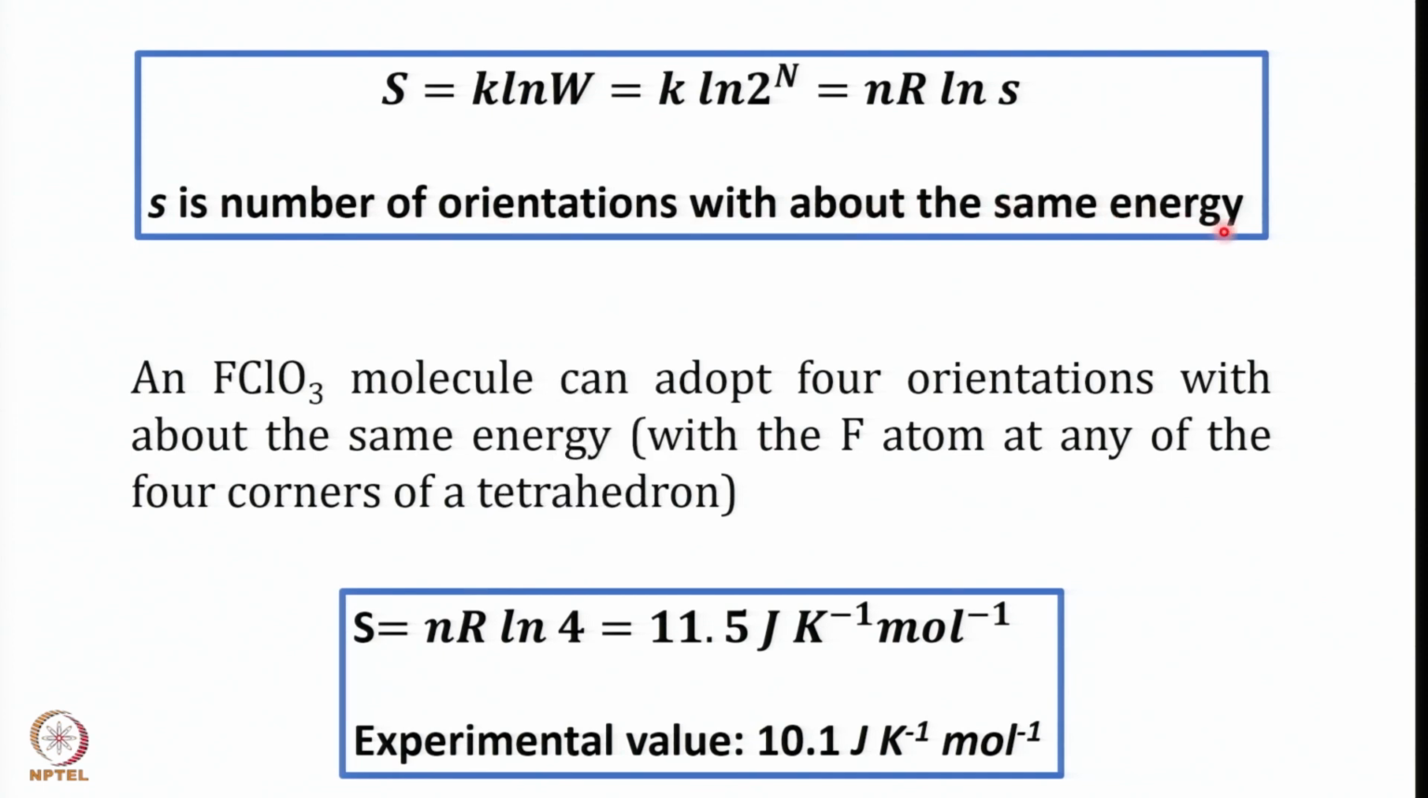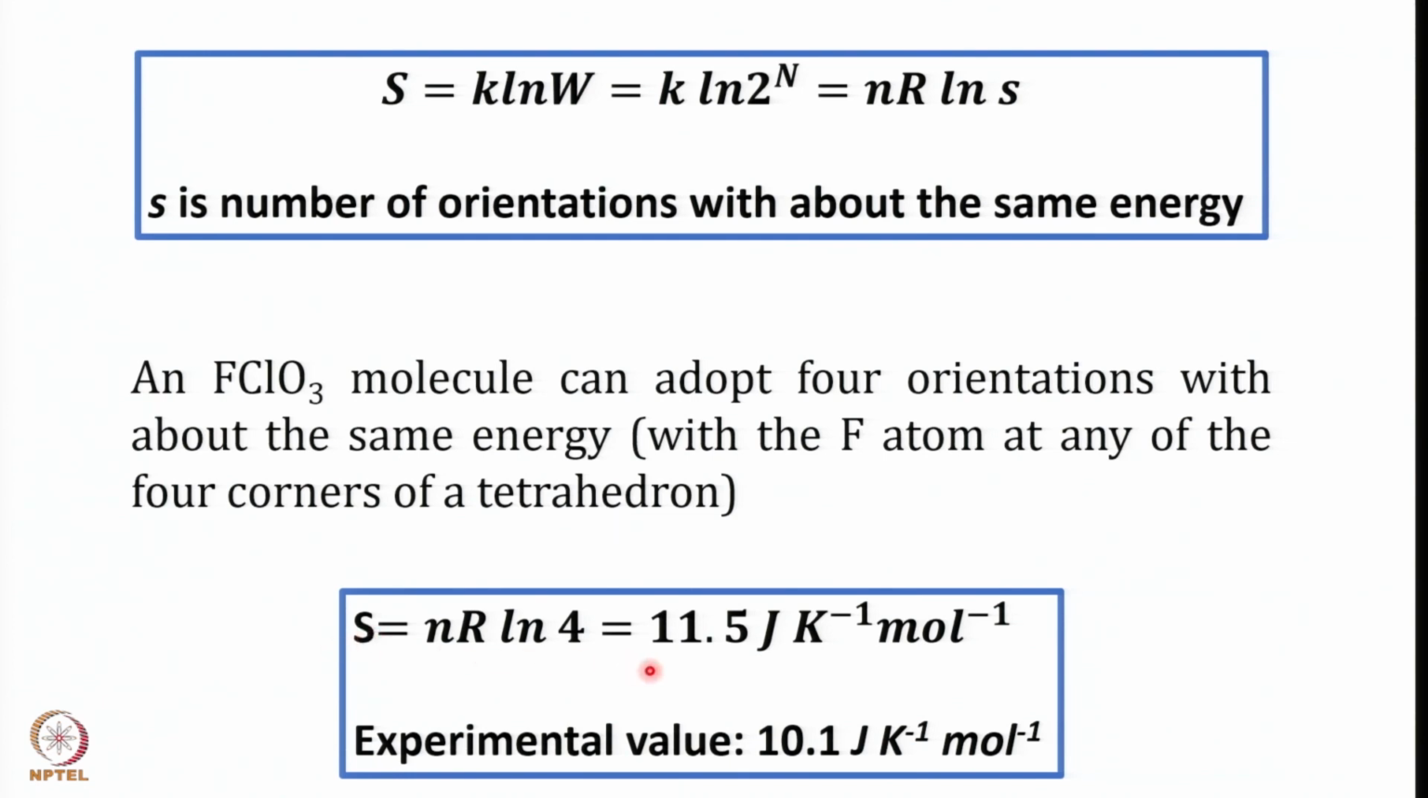As a general formula, to evaluate the residual entropy, you can use S = NR log s, where s is the number of orientations with about the same energy. Take an example of the FClO3 molecule. This FClO3 molecule can adopt 4 orientations with about the same energy, with the fluorine atom at any of the 4 corners of a tetrahedron. So, the value of s that you are going to use here is 4.